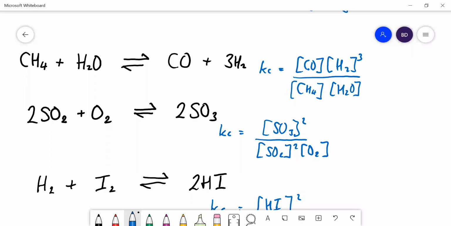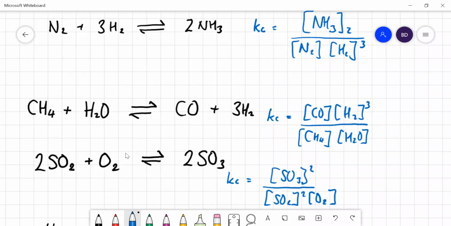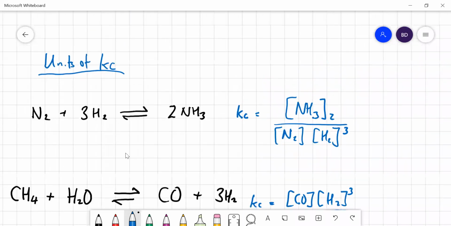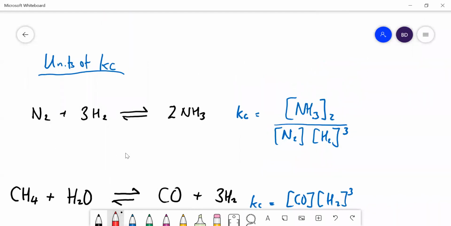Okay, let's have a look at a little bit more practice about working out the units of Kc. So let's look at this first reaction here. The first reaction we've got is the formation of ammonia. We've got nitrogen and hydrogen forming ammonia in the Haber process. You're probably pretty familiar with that. So 2 should be up at the top there.